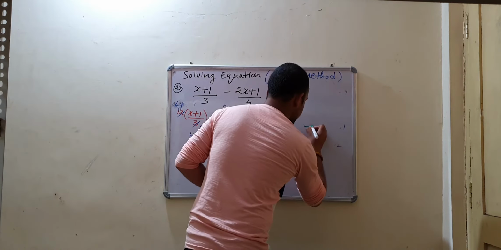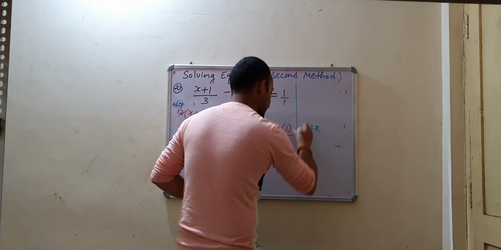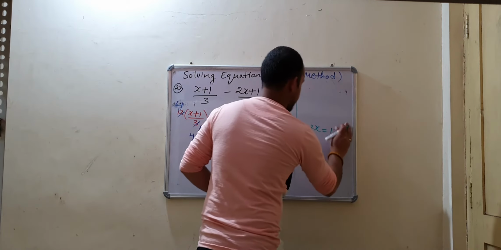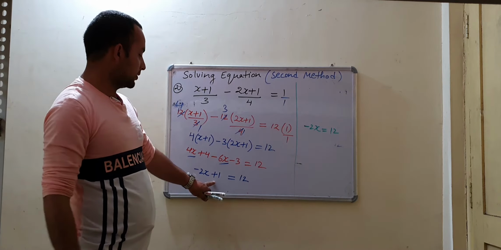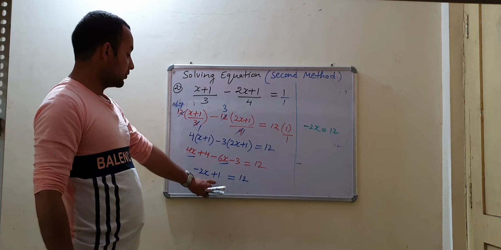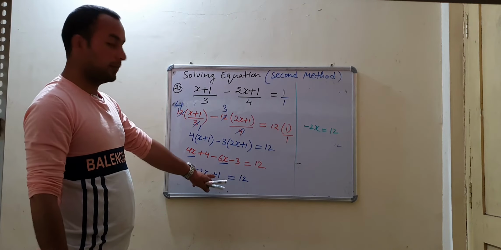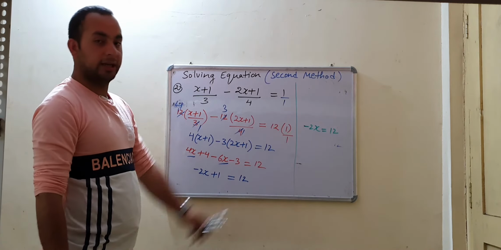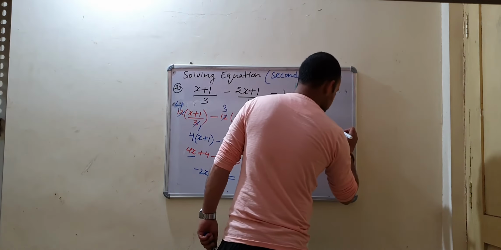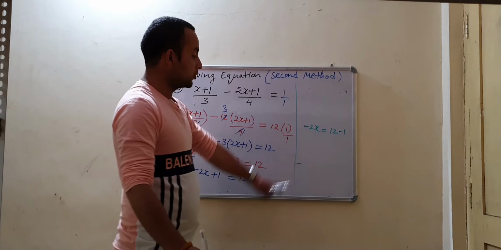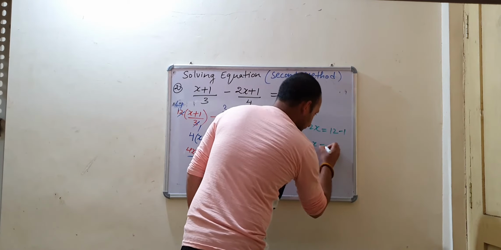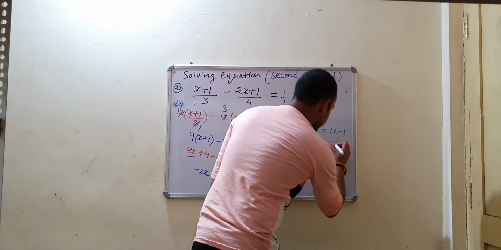So negative 2x equals 12, and this is positive 1, a constant term. When this constant, positive 1, shifts from the left hand side to the right hand side, its operation changes and it converts into negative 1. So 12 minus 1. Negative 2x as it is, and 12 minus 1 is 11.